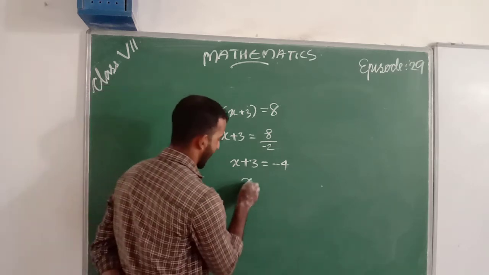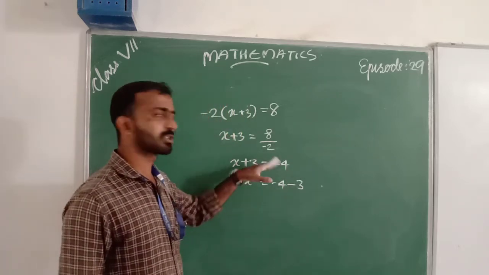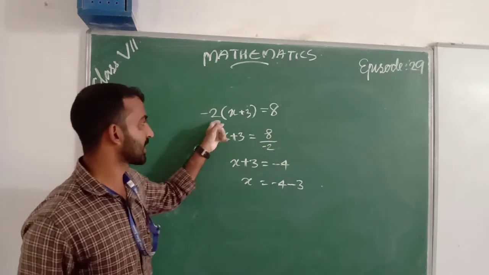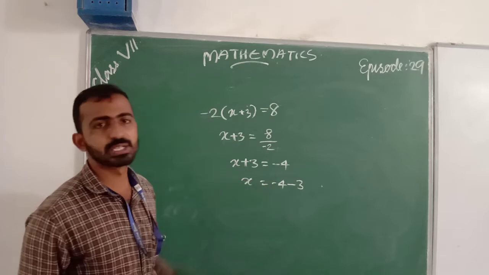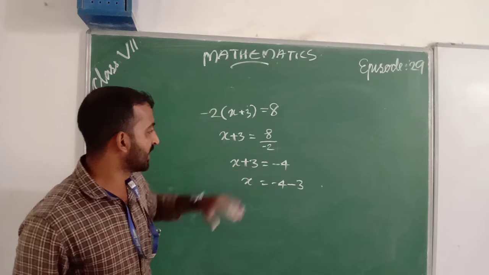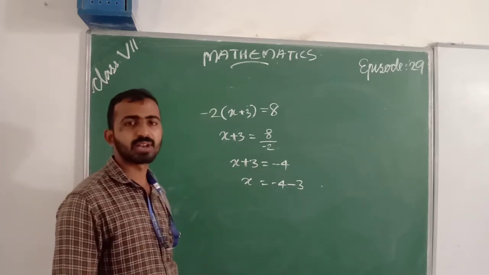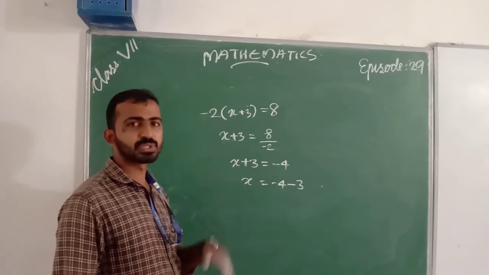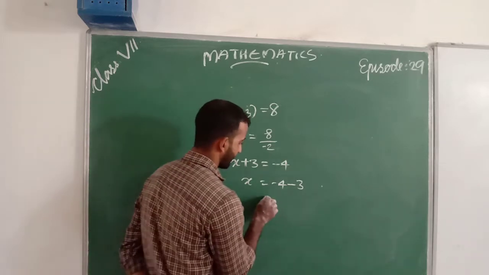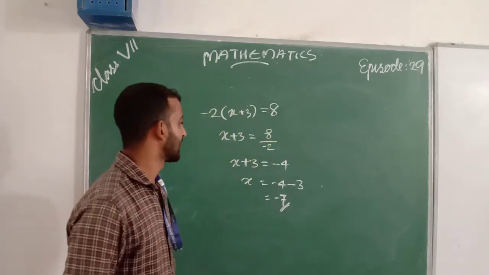That is, x equal to negative 4 minus 3. Here, transposing a multiplication gives division, and transposing a division gives multiplication. Here is addition, so x plus 3 equal to negative 4. Transposing 3, addition goes to subtraction. That is, x is negative 7.